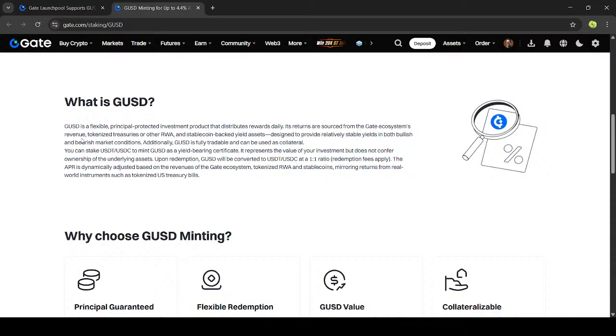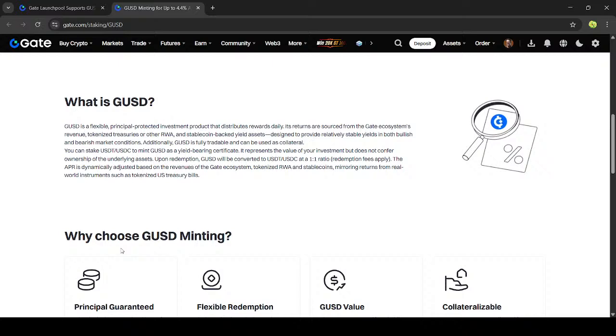So what is GUSD? GUSD is a flexible and fungible fintech and investment product that distributes rewards daily. It is a secure form within the Gate ecosystem, revenue from tokenized treasuries or other RWA and stablecoin-backed yield assets. You can stake USDT and USDC and mint GUSD, a yield-bearing certificate that represents the value of the investment but does not confer ownership of the real asset.